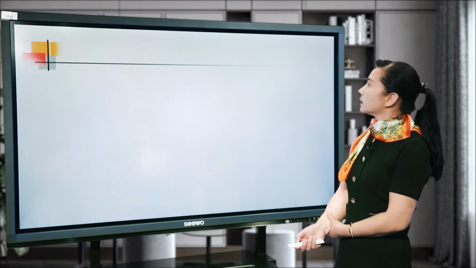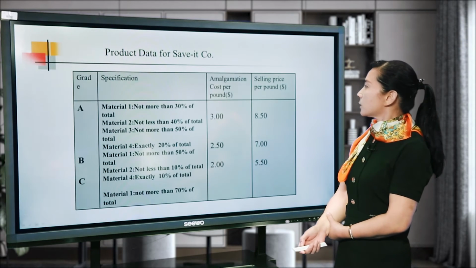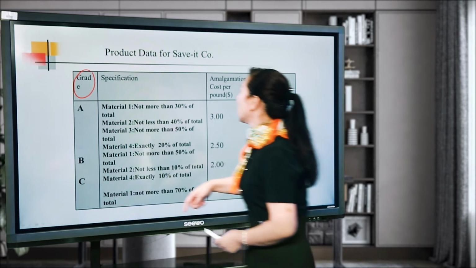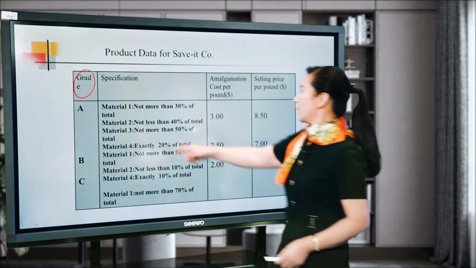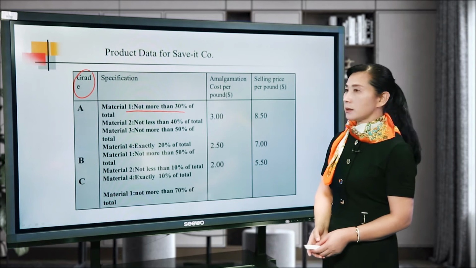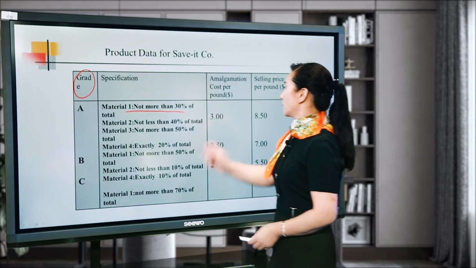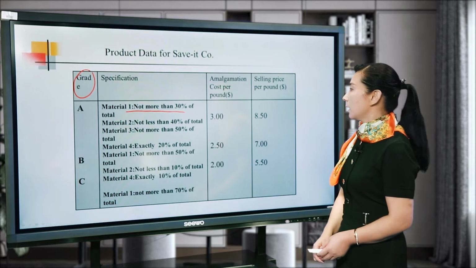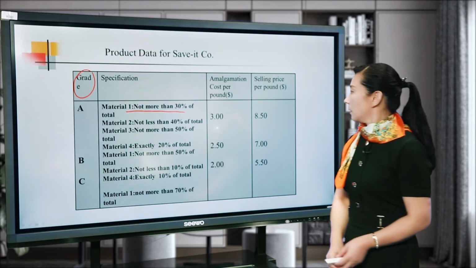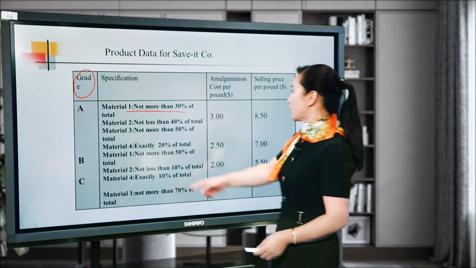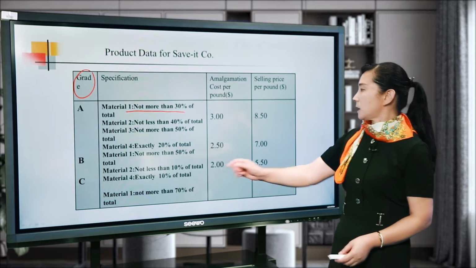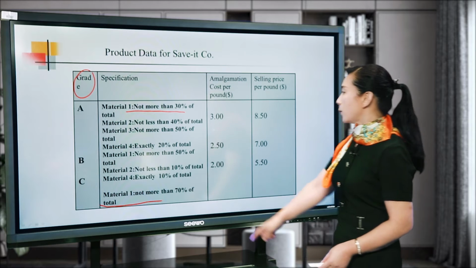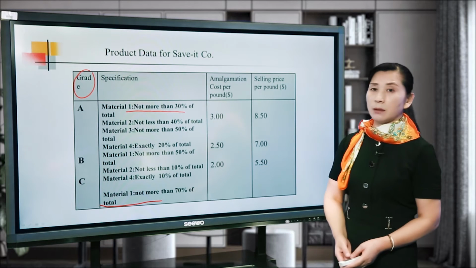The information of grade product specification is in this table. Grade A product's specification is: material 1 not more than 13%, material 2 not less than 14%, material 3 not more than 15%, material 4 exactly 20%. Grade B product is similar. Grade C product has only one specification: material 1 not more than 70% of the total.